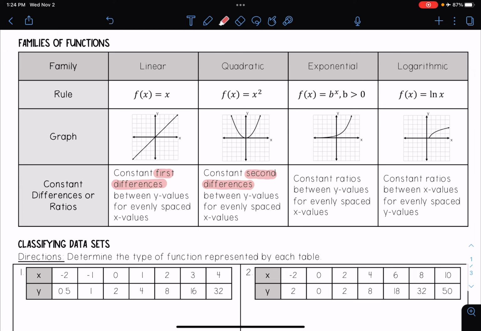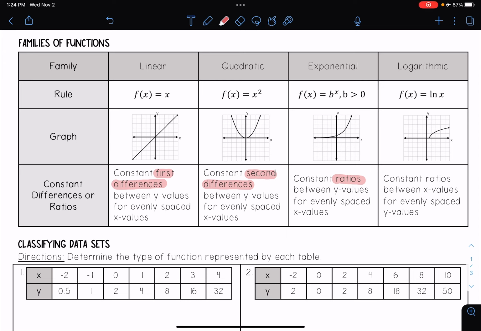And then we have our exponential and logarithmic, which is what we've been focusing on this unit. Exponential, its rule is f of x equals b to the x. And here we see constant ratios between y values for evenly spaced x values. So that means it's being multiplied by the same thing each time. And then for logarithmic, that one is f of x equals natural log of x.